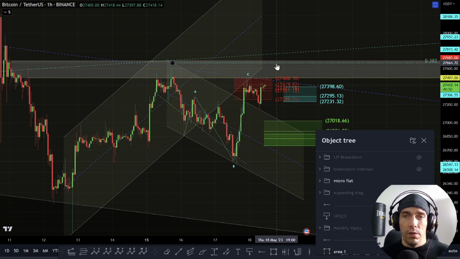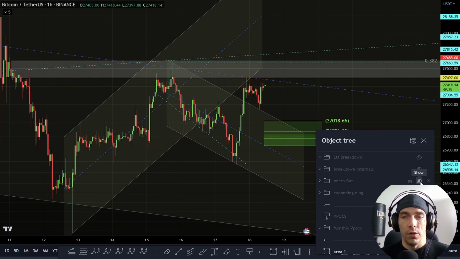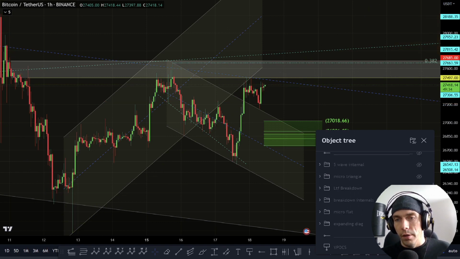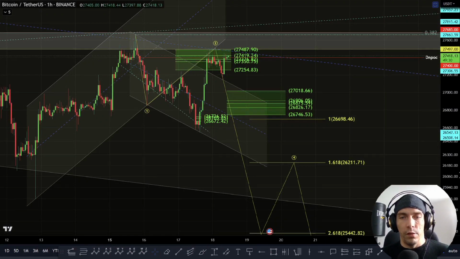Now, if we start to break through this and consolidate and actually move above this high, this would invalidate this next count that I'm going to show you. But until we actually break above that zone, we do have some potential for continuation to the downside. Now, if we are going to look to break down here, what I'm looking for is the possibility that this could be a flat as a wave 2.